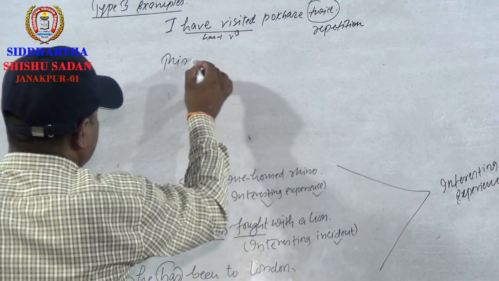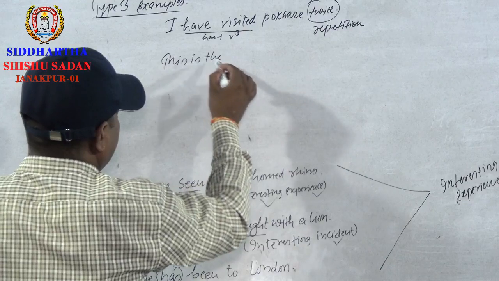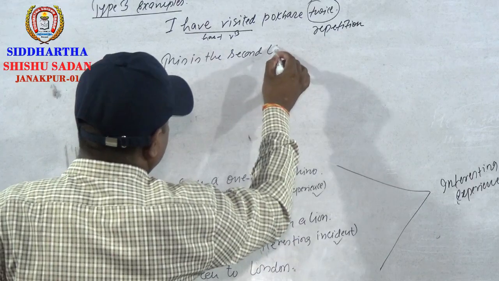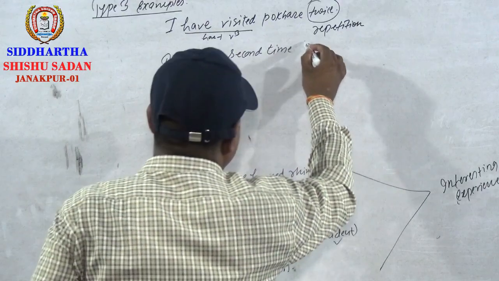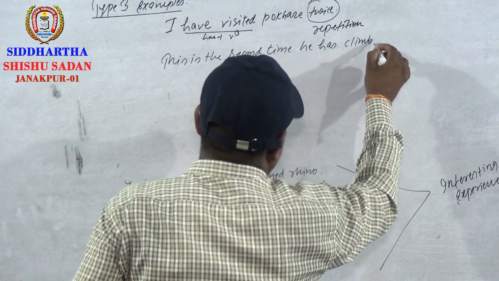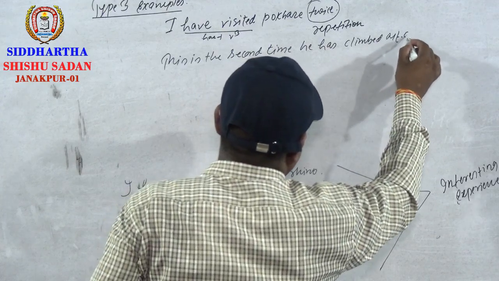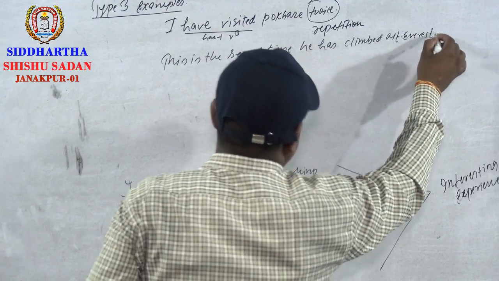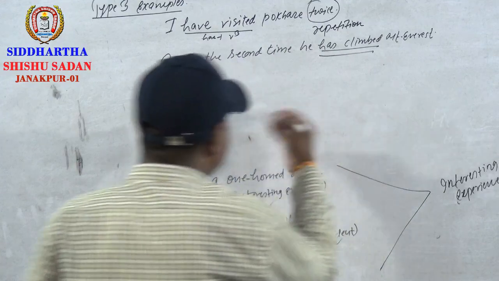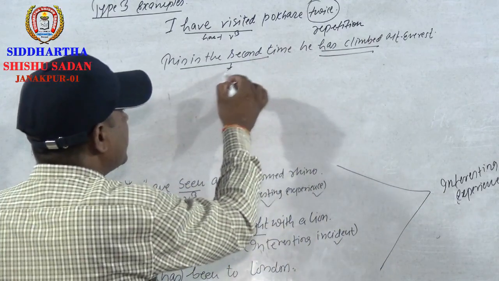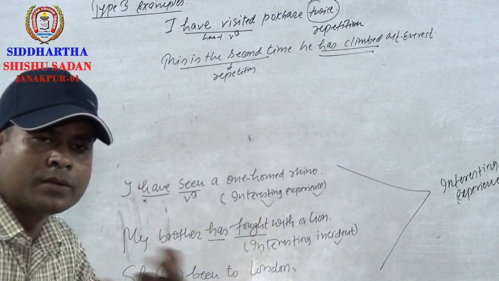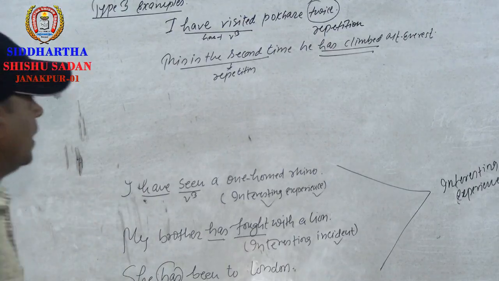Next. This is the second time he has climbed Mount Everest. Second time he has climbed Mount Everest. What's the tense used over here? Present perfect tense. Why? Because of this. It shows the repetition of work. Let me give you one more example.